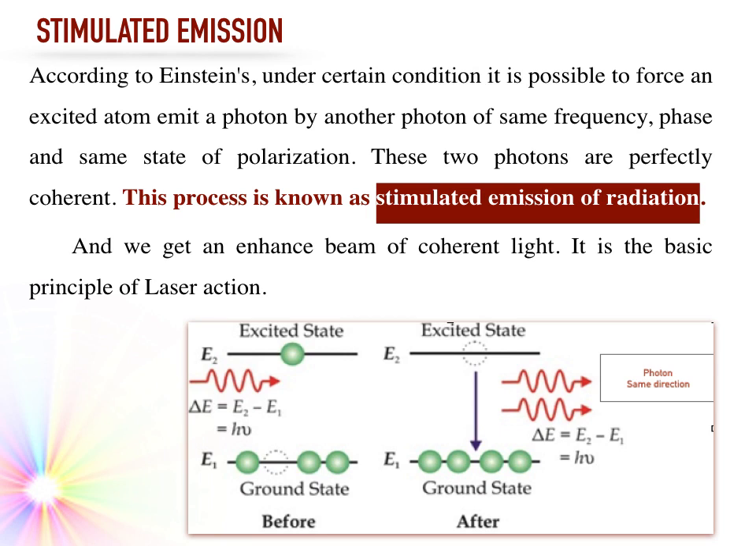The photon produced by the stimulated emission process is in the same phase and travels in the same direction as the incident photon. Here in this figure we can see there are two photons produced with the same energy, traveling in the same direction. Therefore, by the stimulated emission process, two photons are produced which are highly coherent with each other. Hence, we get an enhanced beam of coherent light. This is the basic principle of laser action.